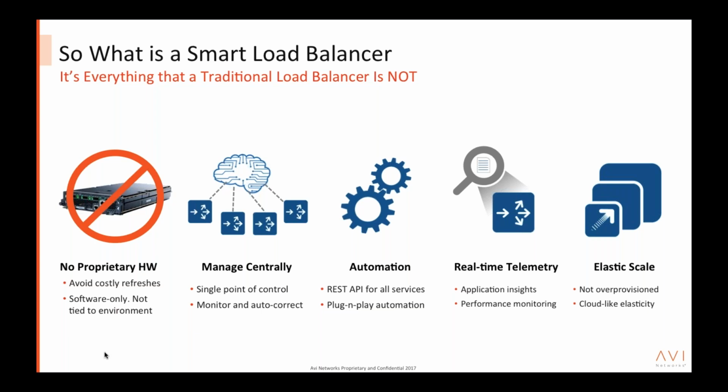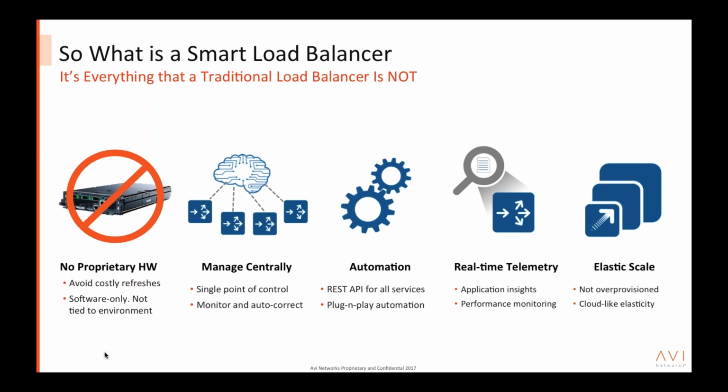You need platform level capabilities such as automation, telemetry, and scalability. These are not features that you add to your product. These are platform capabilities that you build from the ground up so that the features, the load balancing capabilities, the security capabilities, maybe WAF capabilities, monitoring and application analytics capabilities, or other layer 4 to layer 7 services can be built upon a platform that's from the ground up modern, automated from beginning, has built-in telemetry, and has built-in scalability. That's a definition of a smart load balancer.